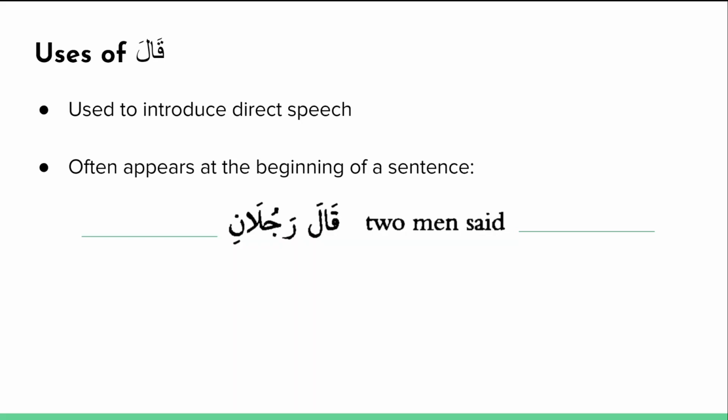Now, rajulani means two men. This is actually in the dual form, which we'll cover in the next lesson. We haven't covered this yet, but it just means two men. Qaala is the verb, he said, and so the two men said such and such.